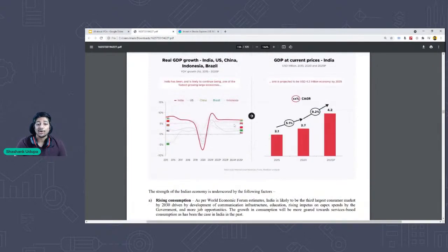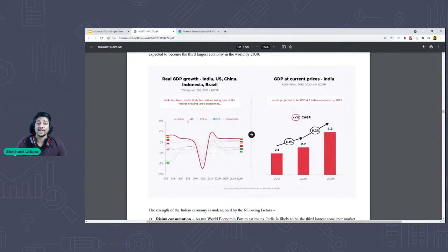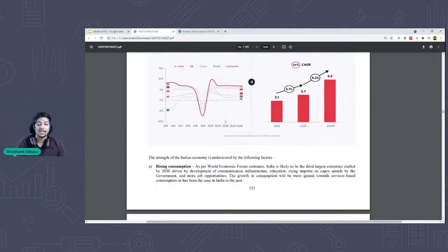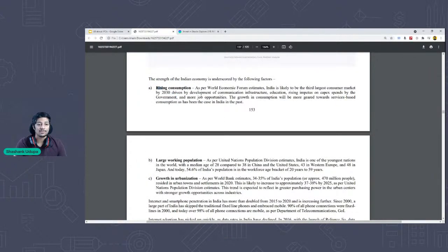And they also compare it with different countries like India, US, China, Brazil, Indonesia. And look at this, rising consumption. One of the strengths of the Indian economy is rising consumption, means a lot of people are consuming more in India. Number one, large working population, and most of the working population is young. The median age is 28 in India, so it's a lot of young people working a lot. And because of that, what do young people do? Usually they're in office, they'll order from outside, Swiggy karte, Zomato karte. So that is something that is there as well, right?